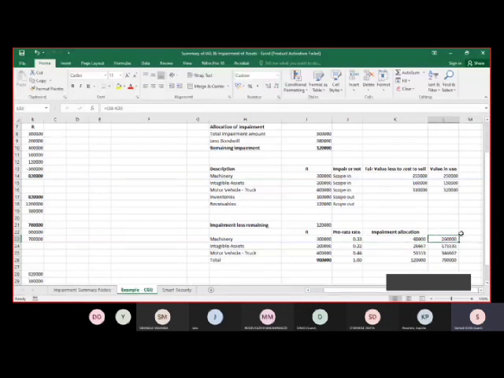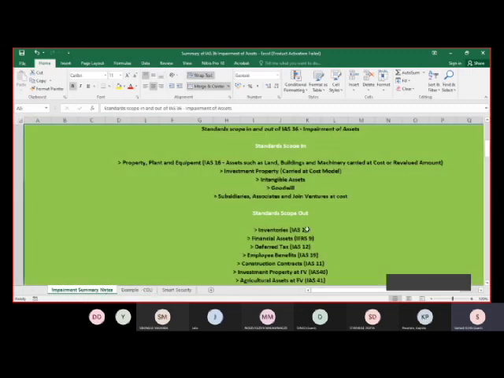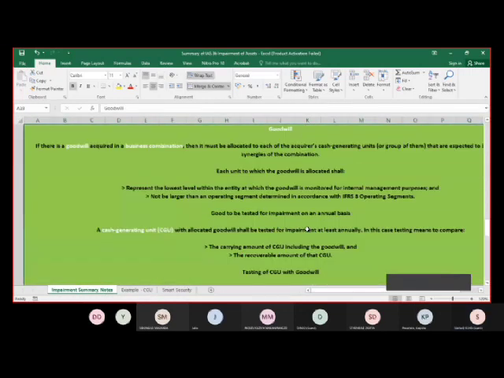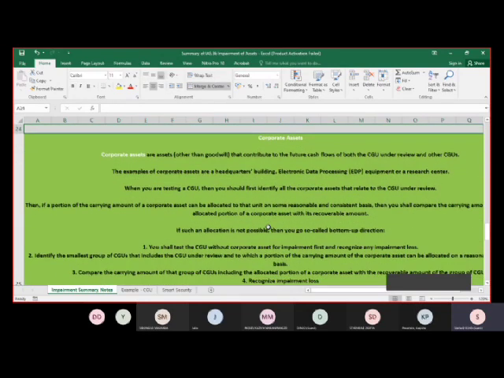Let's go back and check. They are saying when you reduce the carrying amount after impairment, it shouldn't be... let's go and read again so that you understand. If I go there, they are saying a cash generating unit with allocated goodwill. Sorry, it's not this part. I think it's that other one.